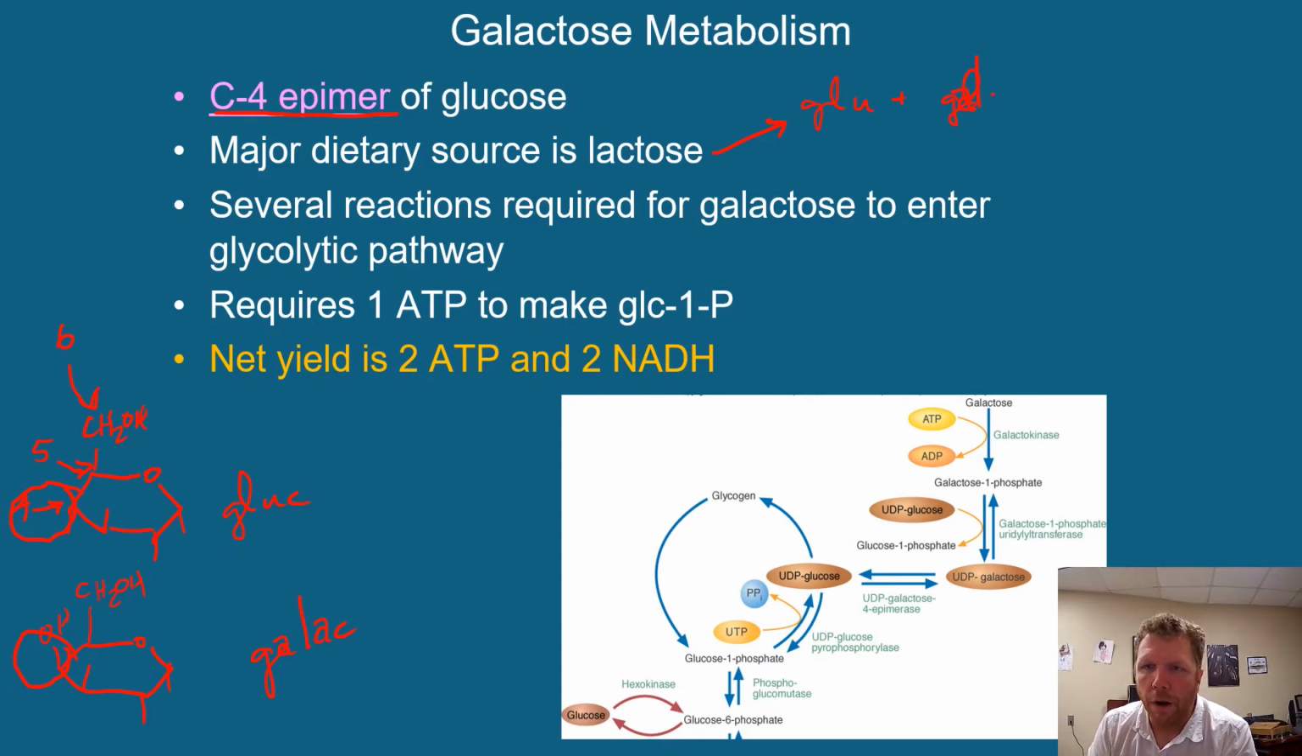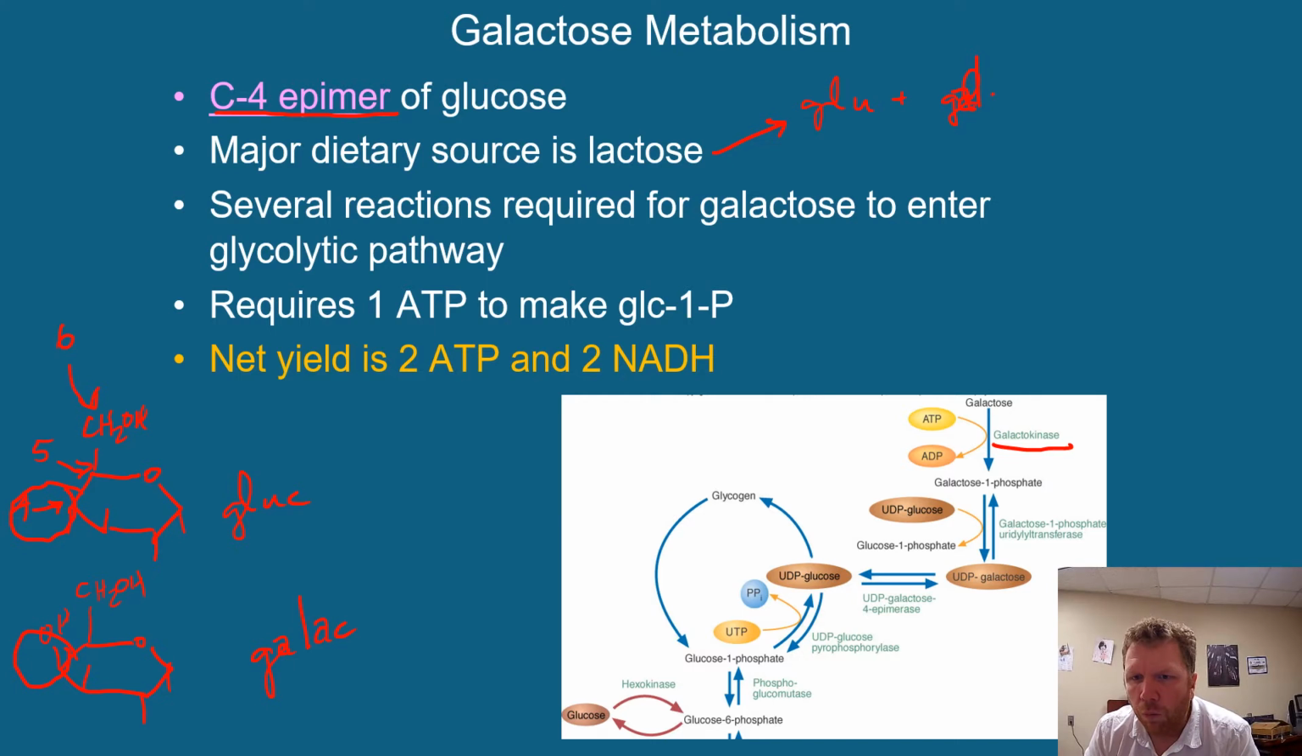Now, there are a number of different reactions that we have to go through in order to get galactose to enter the glycolytic pathway. It's kind of crazy, because you would think that, oh, it's just the positioning of one hydroxide group. Shouldn't that just be able to spin around or something like that? Not really the case. So what we have to do with galactose is, first, we have to phosphorylate it with the enzyme galactokinase. That is going to produce galactose 1-phosphate.